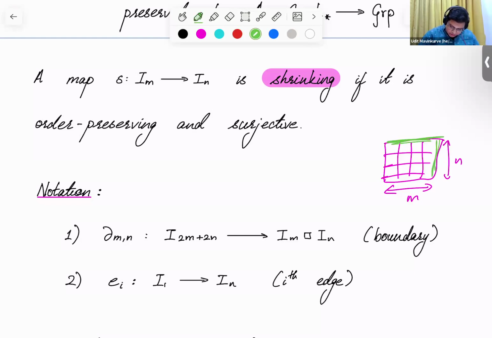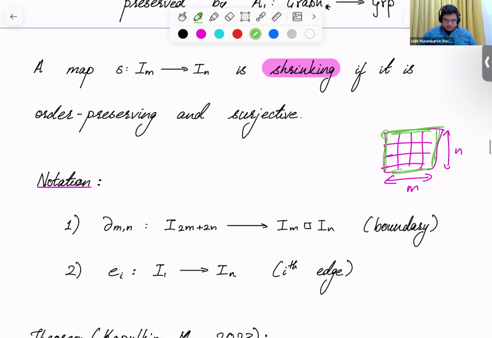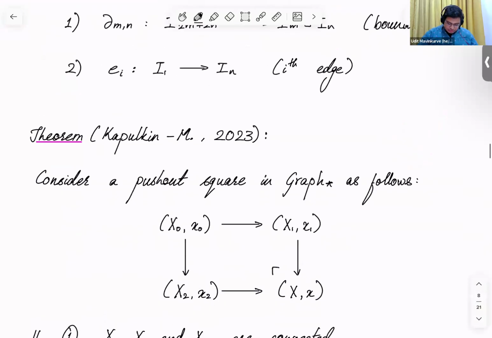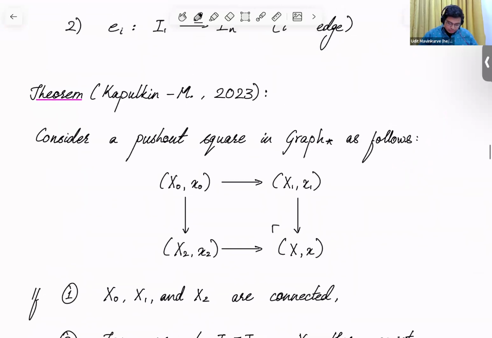So it's mapping it around the boundary, and it's going to map 0 and the last vertex to the same point that we started with. And then we also need this map E_i, which selects the ith edge out of the finite interval of size n, which is just an interval of size 1. So we're just picking out the ith edge. And so we proved a discrete version of the Seifert–Van Kampen theorem.